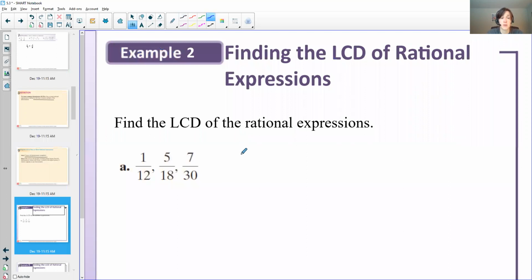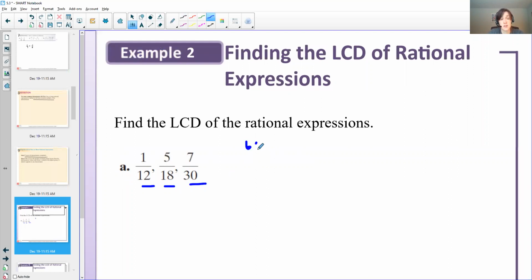So for example, here is just plain old numbers. What's the least common denominator of 12, 18, and 30? So you've got to pause and think. I'm going to turn my page. Well, I know it's not anything smaller than any of these numbers, right? So think about what the choices are.